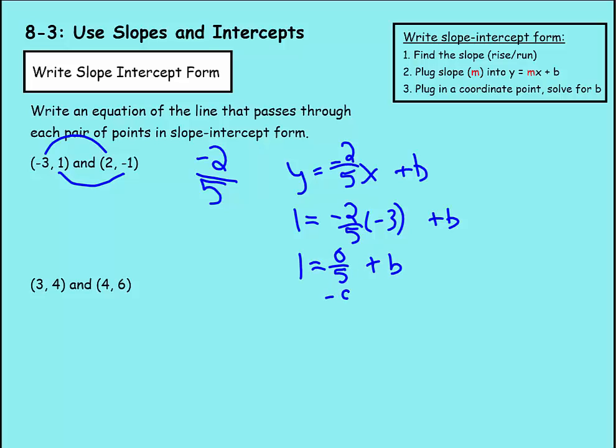Then we can subtract 6 over 5. 1 minus 6 over 5 is going to be negative 1/5. So b then would equal negative 1/5.